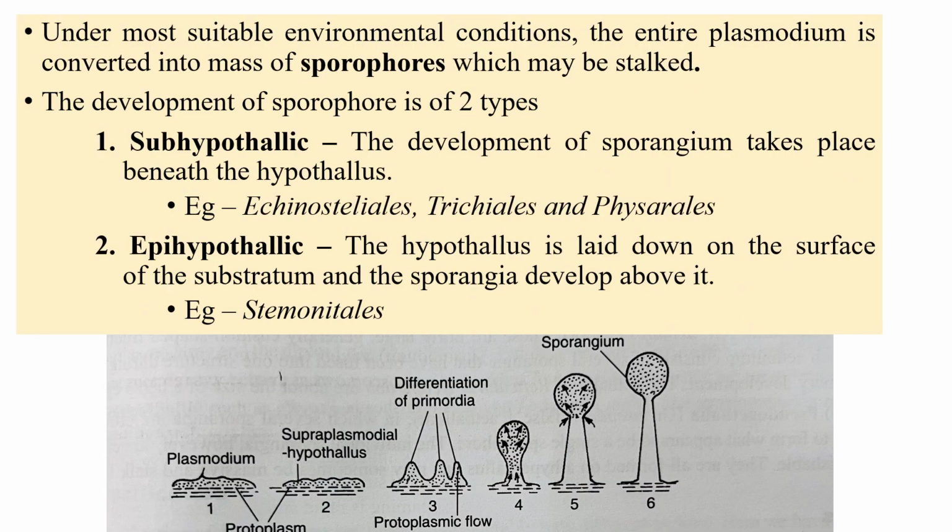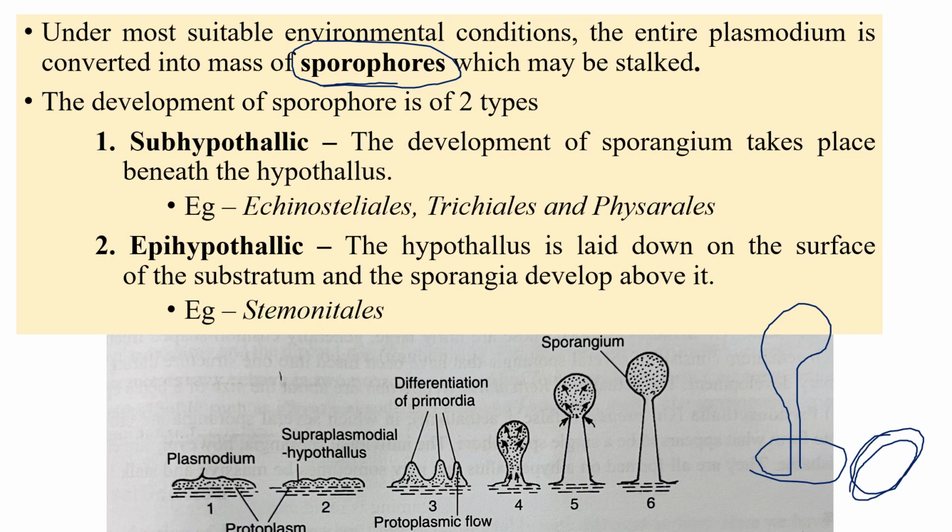Another common feature: if the environmental conditions are not suitable, this entire plasmodium starts to convert into spores. As I already told you, when unfavorable conditions occur, this plasmodium starts to give sporangia or sporangiospores, whereas in Acrasiales the amoeba gives a sorophore, sorocarp. There it is called sorocarp, here it is called sporophore, which is again stalked. In Acrasiales it is also called a stalk, and here as well it is a stalk. So under unfavorable conditions this plasmodium is converted into a sporophore.